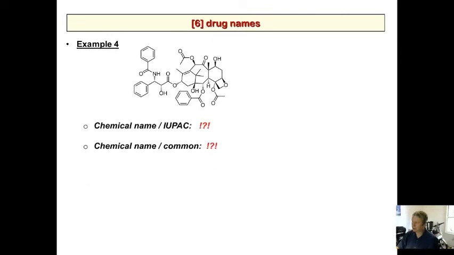So, chemical name IUPAC, this is beyond the level of IUPAC. And common naming just doesn't make sense. With a molecule of this complexity, you can't really apply these naming systems, and a lot of compounds have complicated structures like that. Generic name is Paclitaxel. This is the name that refers to the drug as a non-proprietary entity, like a generic name.